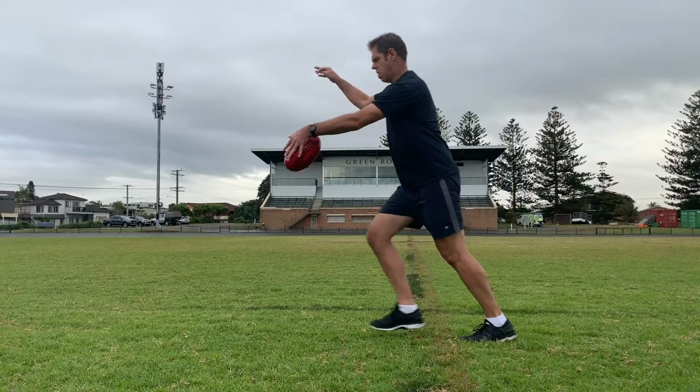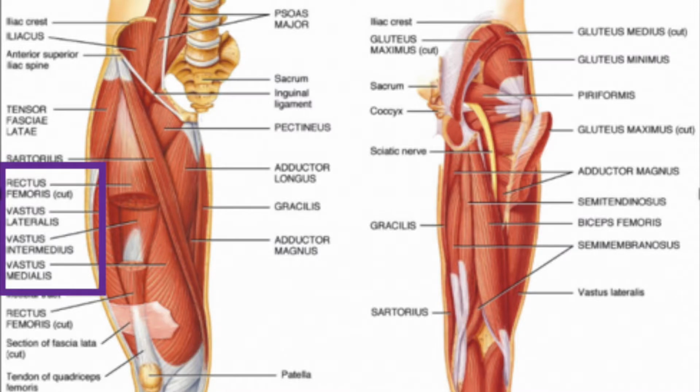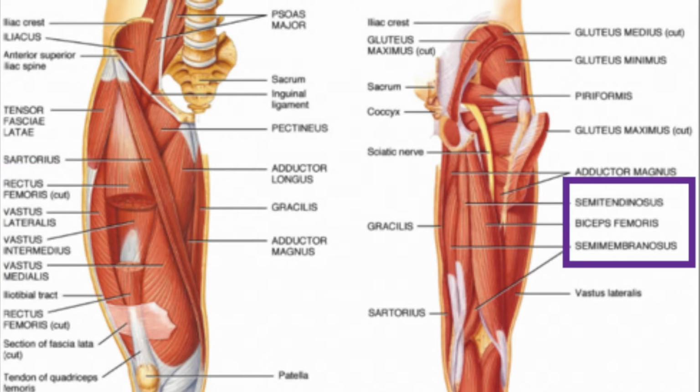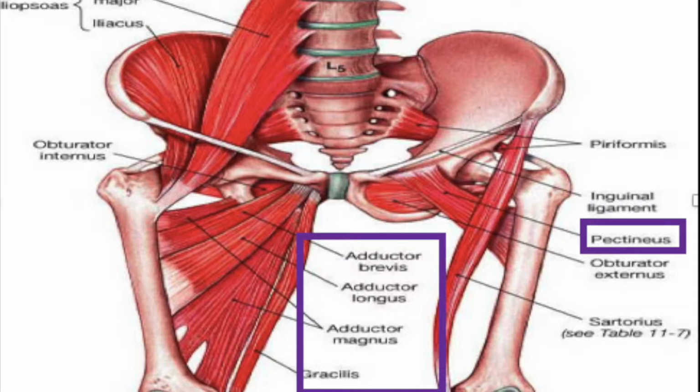In the release phase, the quadricep muscle group, rectus femoris, vastus medialis, intermedius, and lateralis eccentrically contract, whilst the hamstrings, semitendinosus, biceps femoris, and semimembranosus, as well as the hip flexors, pectineus, adductors, and brachialis contract concentrically.